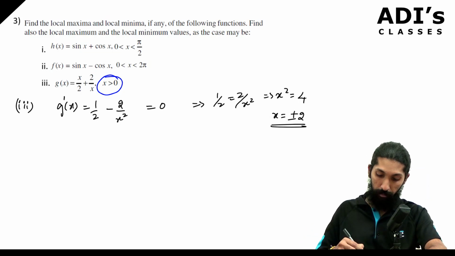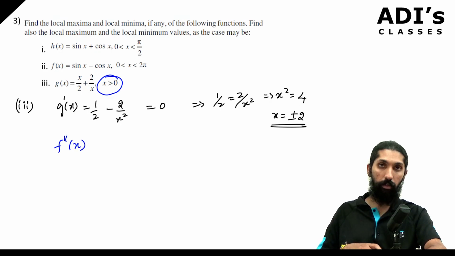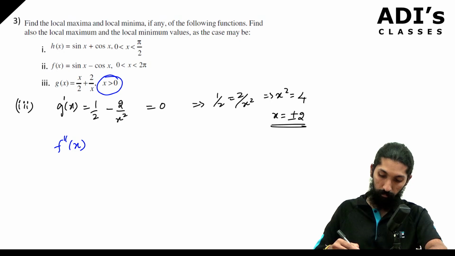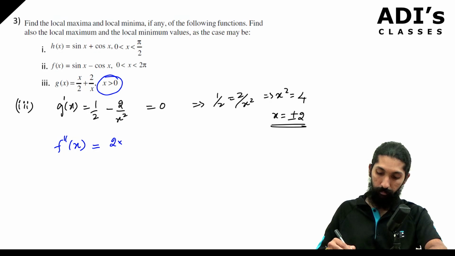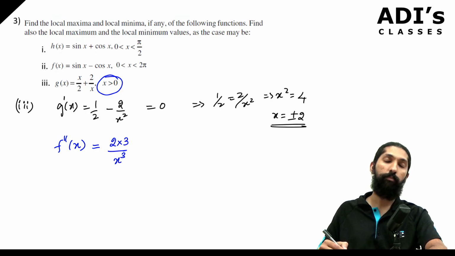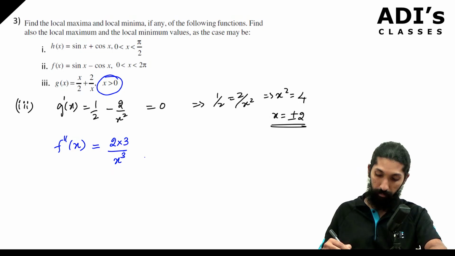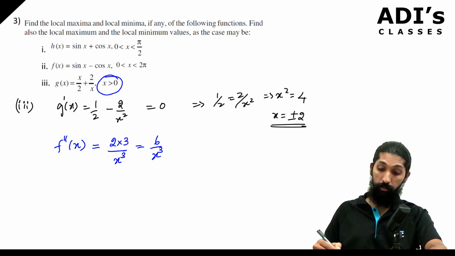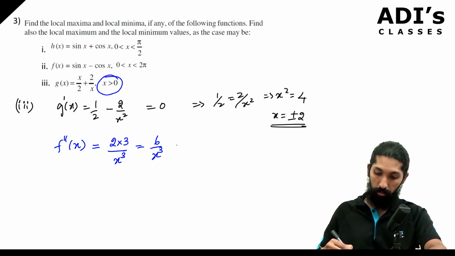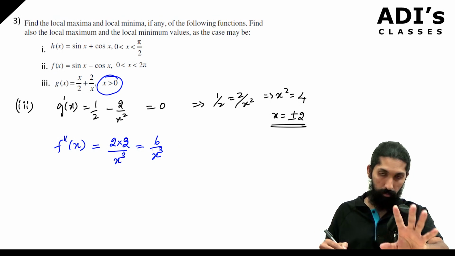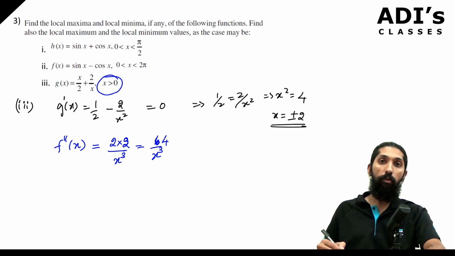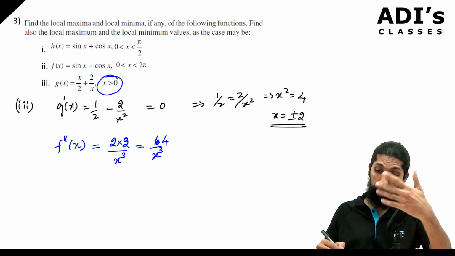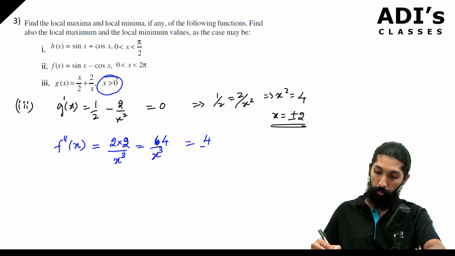Okay, so g double dash of x, second derivative test. This is going to become 2 into 2 divided by x cube. The minus minus gets cancelled out anyway. Sorry, this is going to be 4 by x cube. Now what you'll do is substitute x as 2. So you'll get it as 4 by 2 cube.